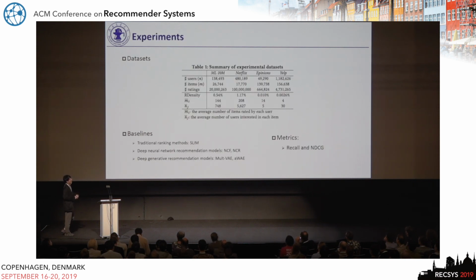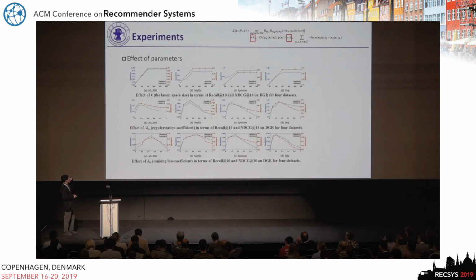Okay, we conduct our experiments on 4 real-world datasets: MovieLens, Netflix, Epinions and Yelp, and 3 kinds of different methods are chosen as baselines. First is traditional ranking models, SLIM and others, and the second is deep neural network recommendation models, including NCF and NCR. And the final is deep generative recommendation models, including Multi-VAE and AWAE. And we use recall and NDCG as metrics to evaluate the recommendation performance.